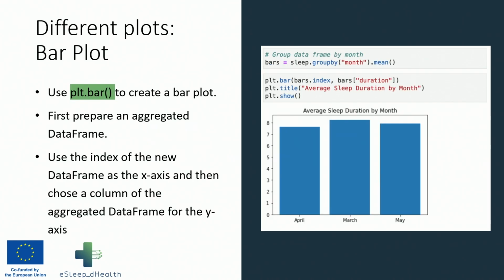Another plot is the bar plot. We call it by typing plt.bar. Here we first need to create a grouping of the data. So exactly what I showed you just a few minutes ago, this type of aggregation where you first group by a column and then aggregate by any aggregation function. So here we have the mean duration of sleep within a month. And here we can see that March is slightly higher than April and May.